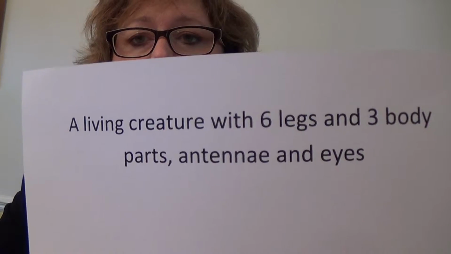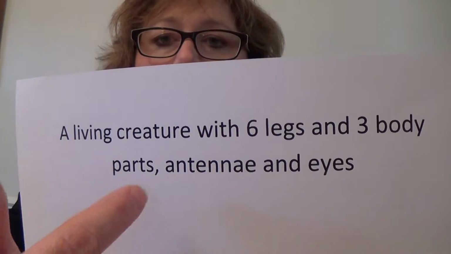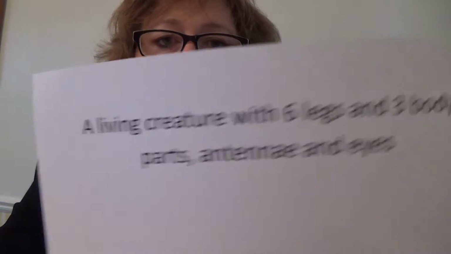Insect. That's what we're learning about. Insects have 3 body parts, 6 legs, antennae, and eyes. Living creature with 6 legs, 3 body parts, antenna, and eyes.